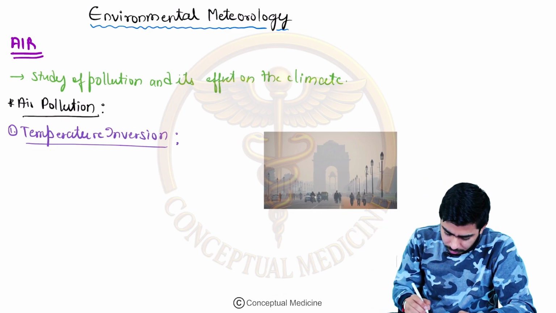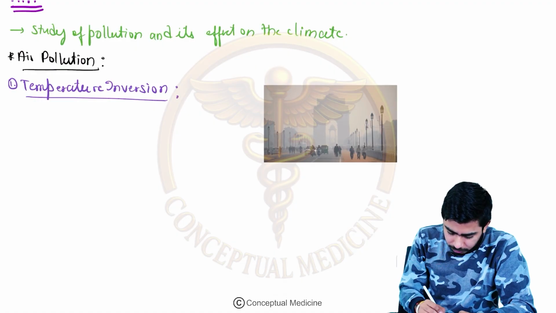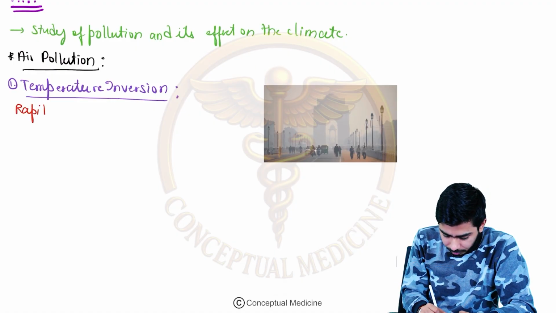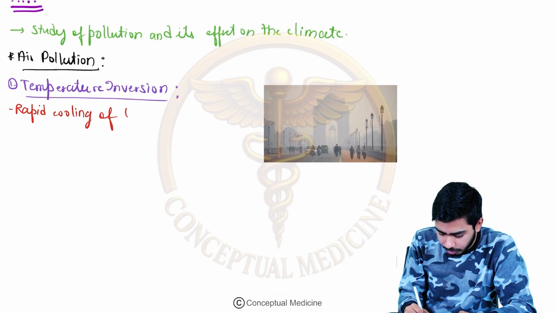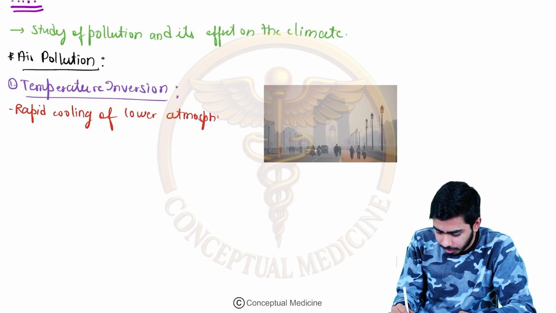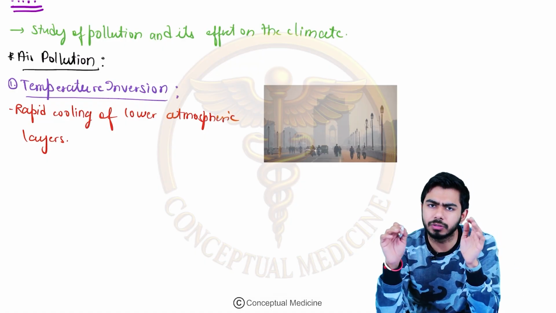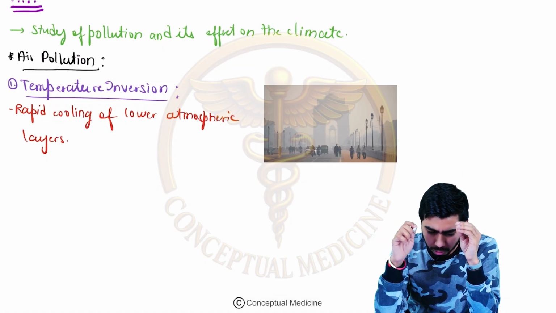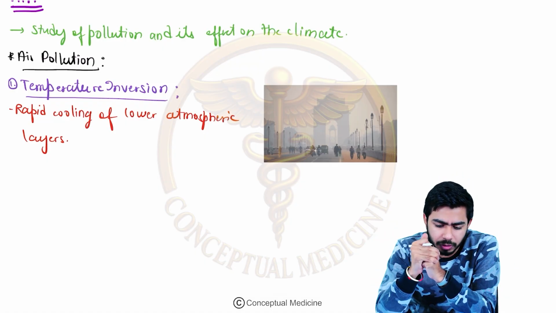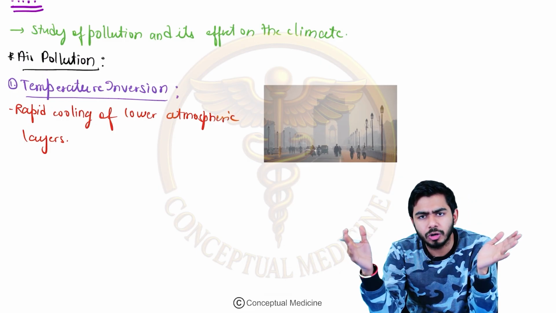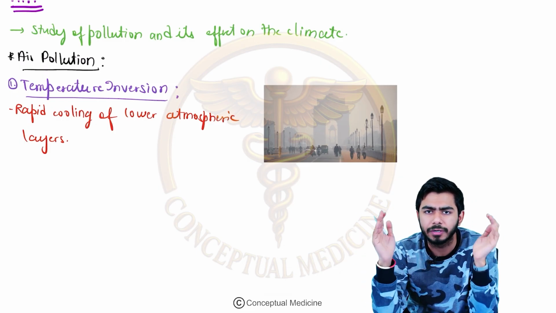So what is temperature inversion? This is the rapid cooling of lower atmospheric layers. This is called temperature inversion. Very simple. Let's keep it very simple. Due to that, what can happen? The formation of smoke might be seen in the environment.